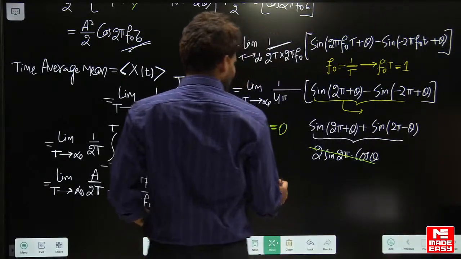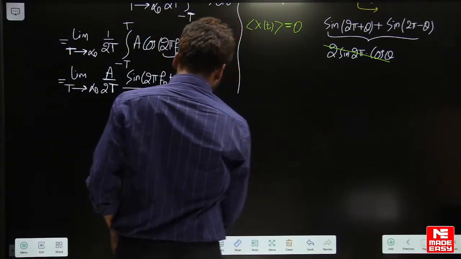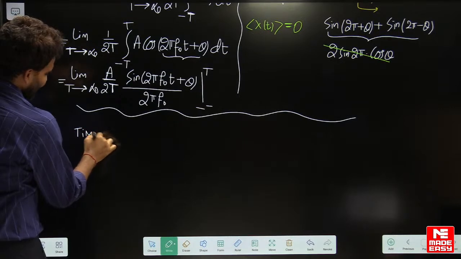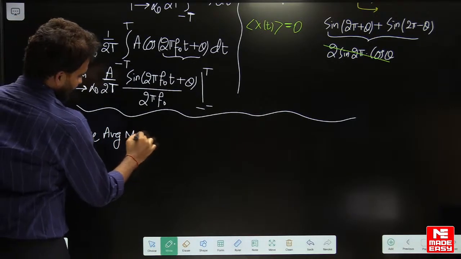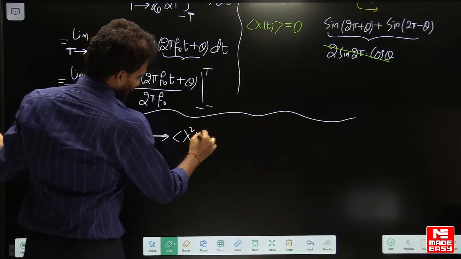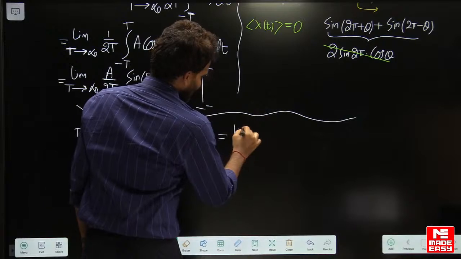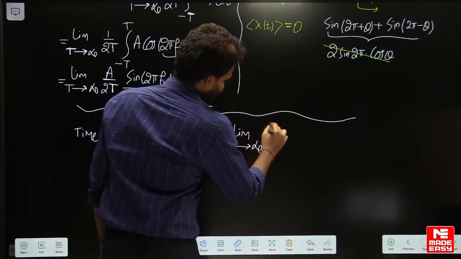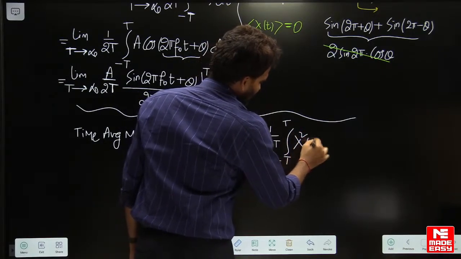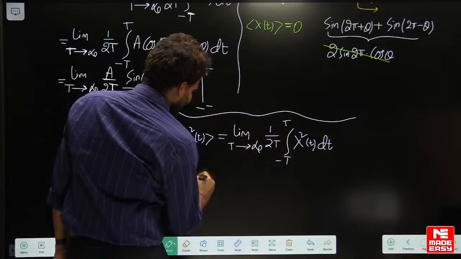In the same way you can find the other time averages. I'm continuing here. The time average mean square value will be equal to the limit t tends to infinity of 1 by 2t, integration from minus t to t of x squared t dt. Try this.